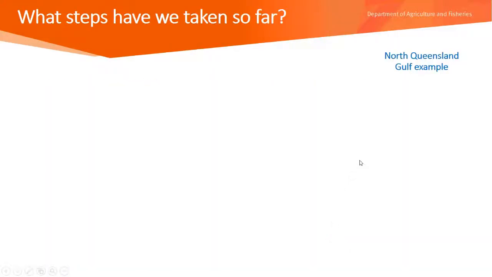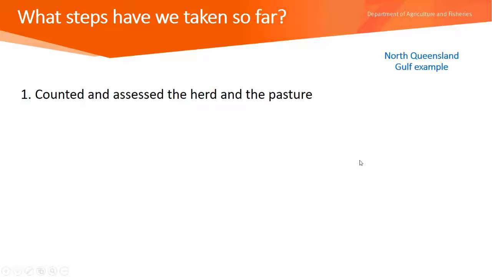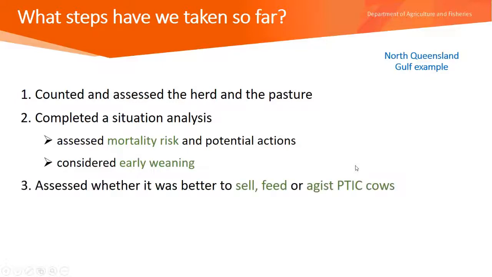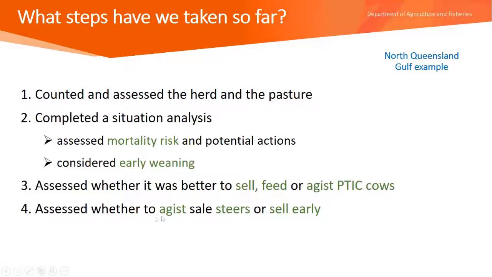So, we've been on a fairly long journey. What have we done so far? We've counted and assessed, we've completed the situation analysis, looked at mortality risk, a really critical aspect of this decision-making process. We've considered early weaning as an important step. We've assessed whether it was better to sell, feed or adjust PTIC cow. We went on and then we assessed whether to adjust sales steers or sell early.